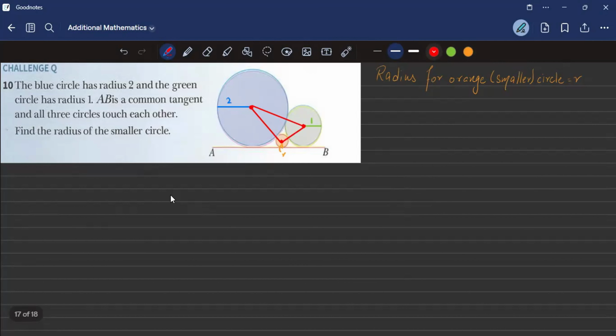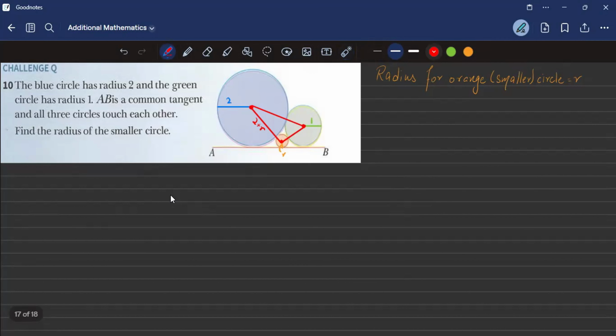Okay, so the thing is, how do we configure the lengths of each of these sides? We already know that the radius of this blue circle is 2, and the radius of this orange circle is r. So there's no gap coming in this line. It's just passing through the orange circle and the blue circle. So we can say that this side is equal to 2 plus r. In fact, let me write it this way so that it's easier. So this side is equal to 2 plus r, because this 2 is the radius of the blue circle and this r is the radius of the smaller circle.